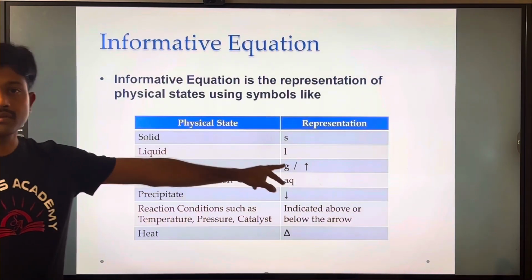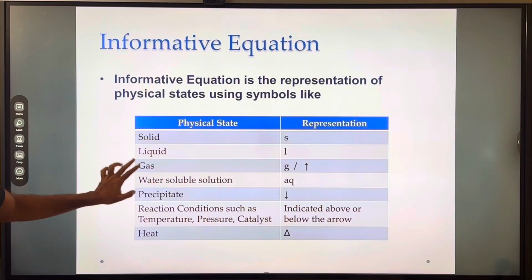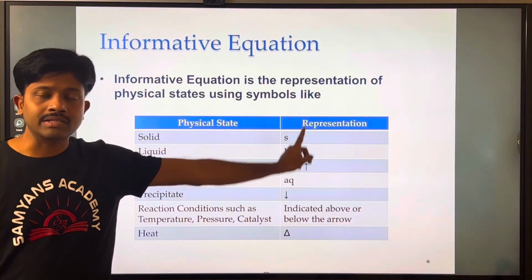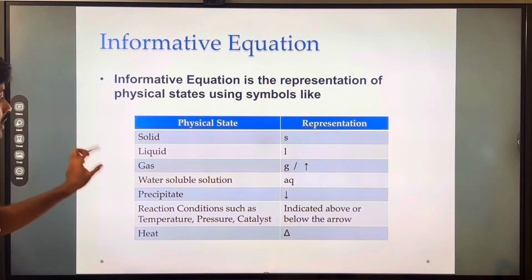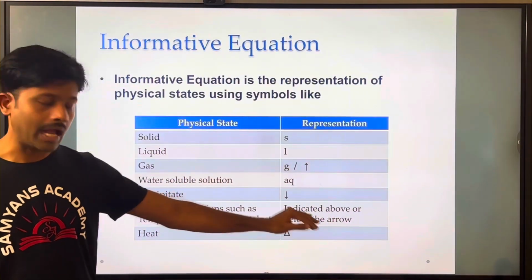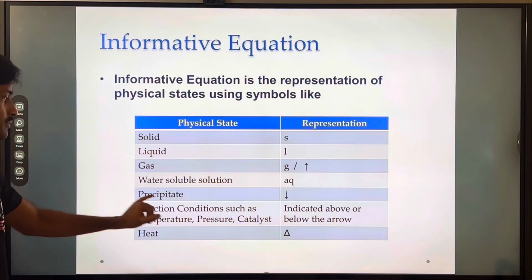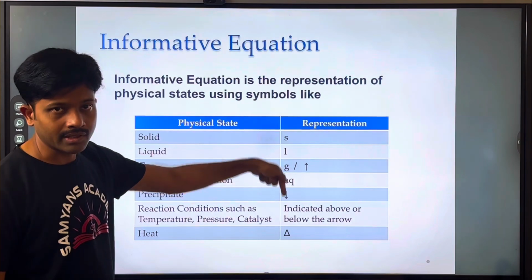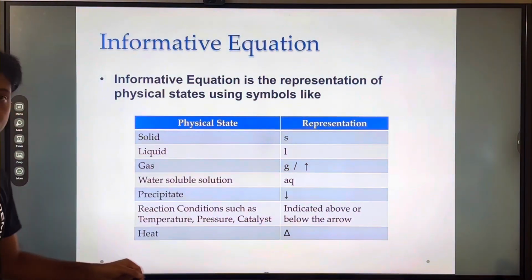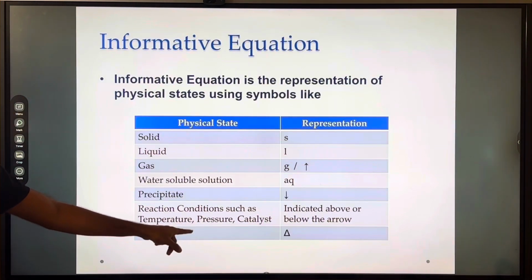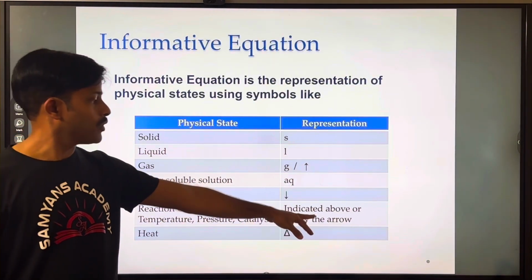Liquid state we represent with the letter L, and gaseous state we represent with G. The upward arrow mark indicates evolution of a gas, and a water-soluble substance we represent with AQ. AQ means aqueous, the salt present in the water. Precipitate we represent with S, and the downward arrow mark indicates it's a precipitate, so a solid precipitate is formed during the chemical reaction. Reaction conditions such as temperature, pressure, and catalyst are indicated above or below the arrow.